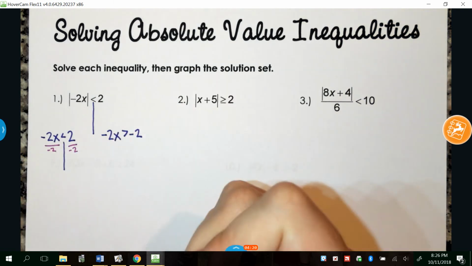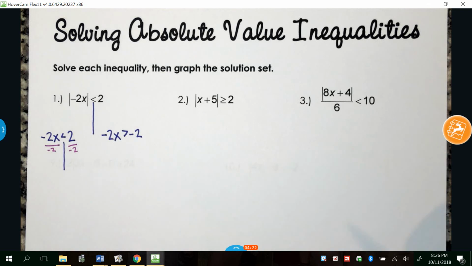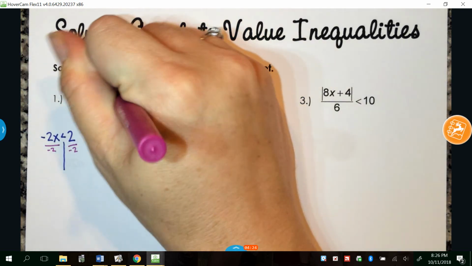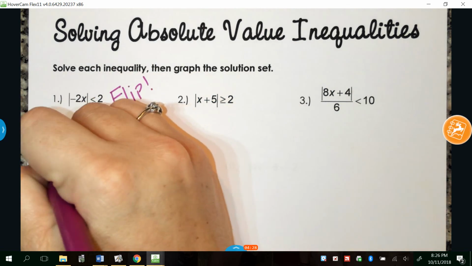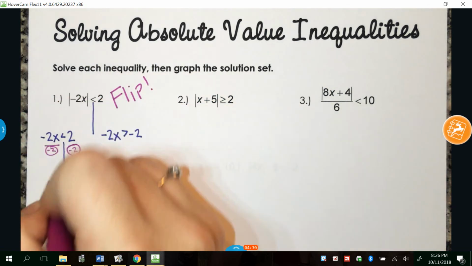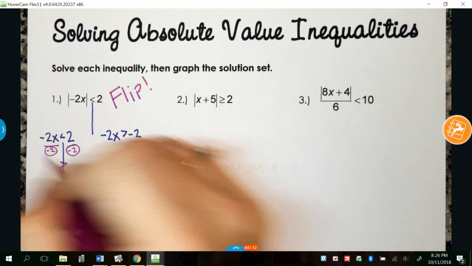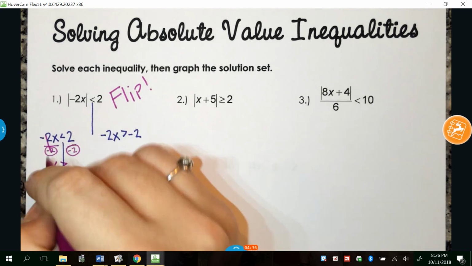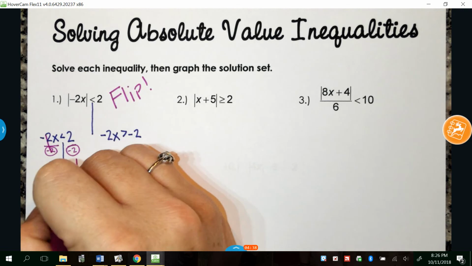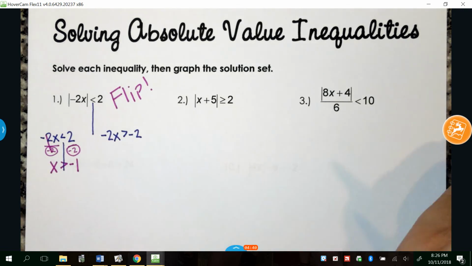Well, right away, we just talked about this. What do we do when we divide by a negative? We flip our symbol, because we divided by the negative. So our symbol's now going to open that way. These cancel, and I'm left with x. 2 divided by negative 2 is negative 1. So x is greater than negative 1. There's my first inequality.